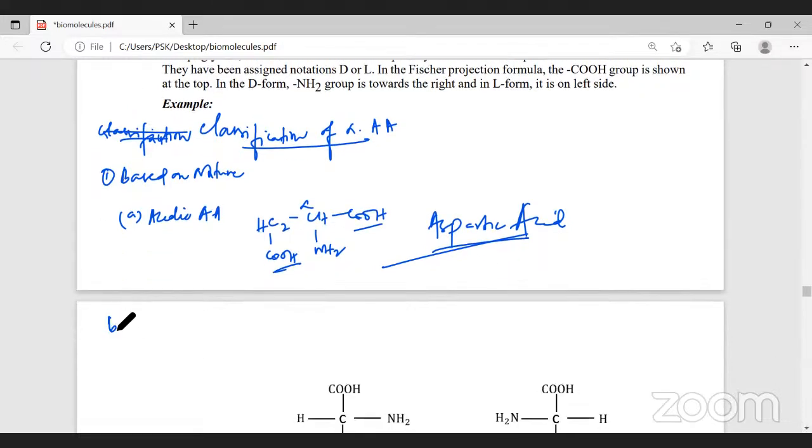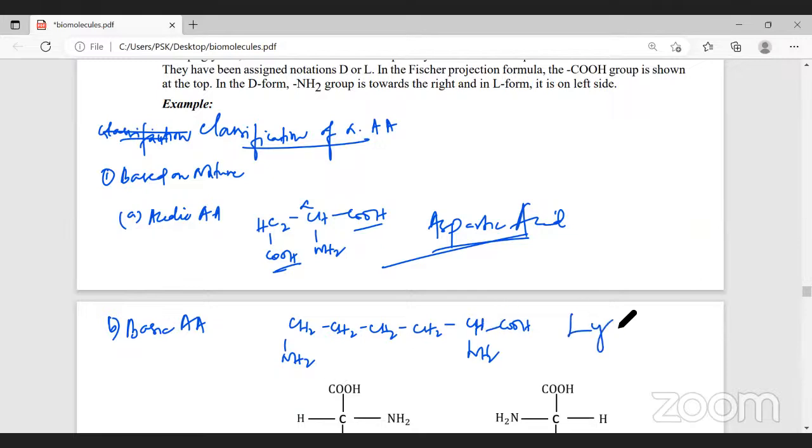Now, the next is basic alpha amino acid. If I write an example like this, this is amino acid, no doubt about it. I'll tell you how to remember the structures a little later. This is lysine. It's an example for basic amino acid. They'll ask you, give an example for a basic amino acid. Lysine is an example for basic amino acid. We can see here we have two NH2 groups and only one COOH. Therefore, the nature of this will be basic.